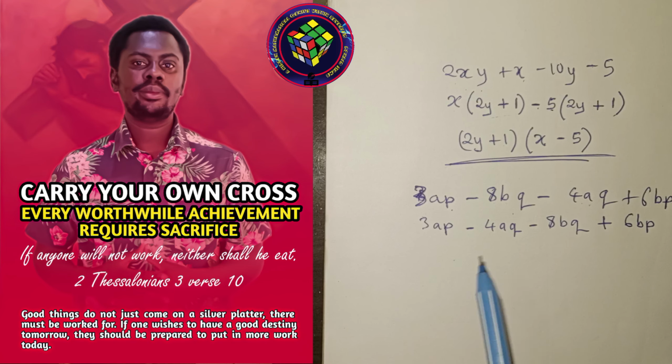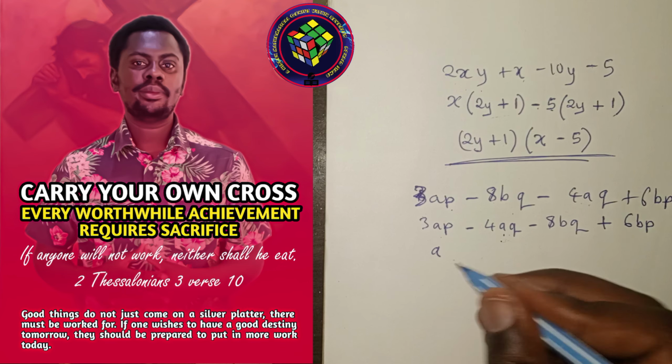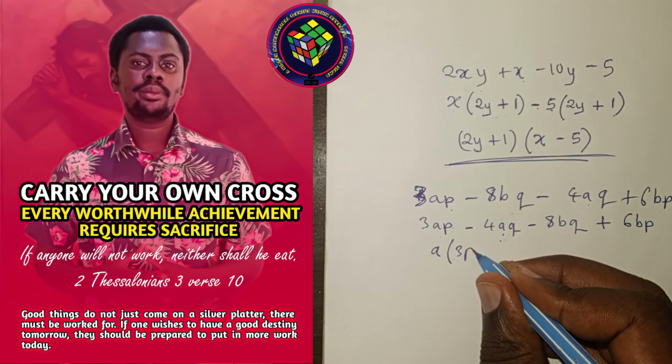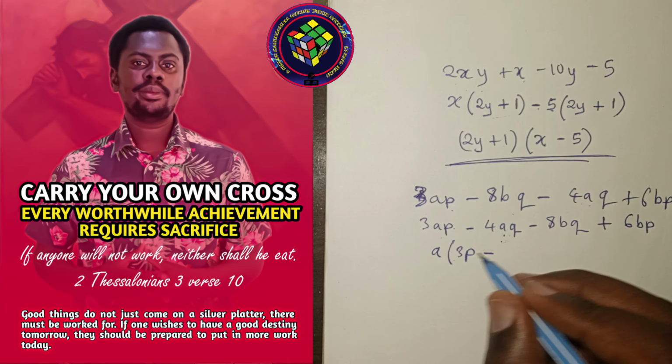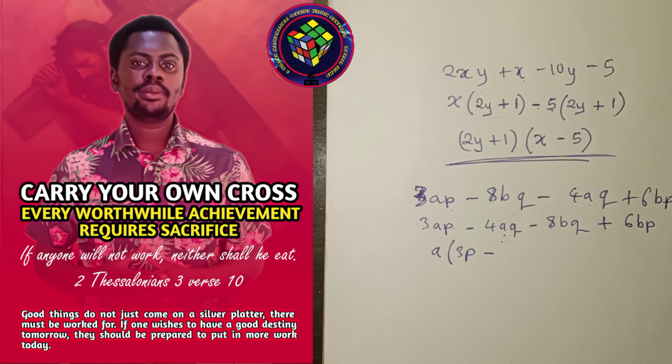So we start with the first two. What is common in these two? Yes, we can see this A there and this A. So A is common. So we divide out A. We have A, then open bracket, we'll say 3AP divided by A, and A will cancel. So we are going to have 3P minus 4AQ divided by A. A and A will cancel out, so we remain with 4Q.